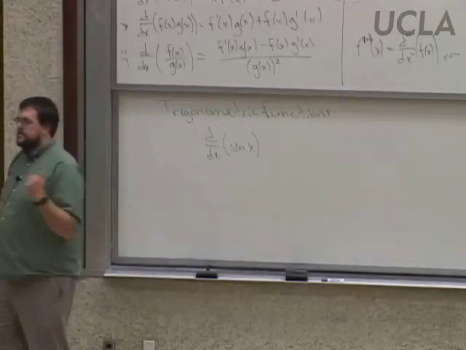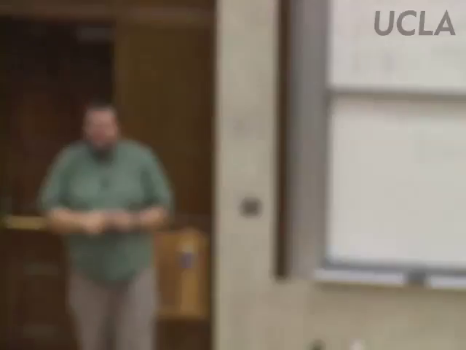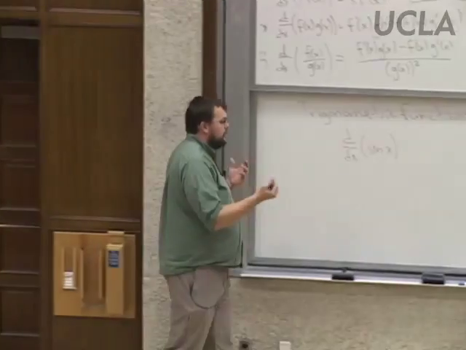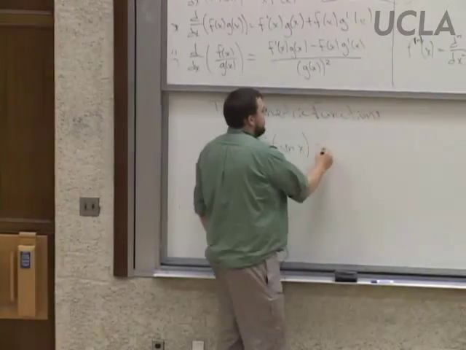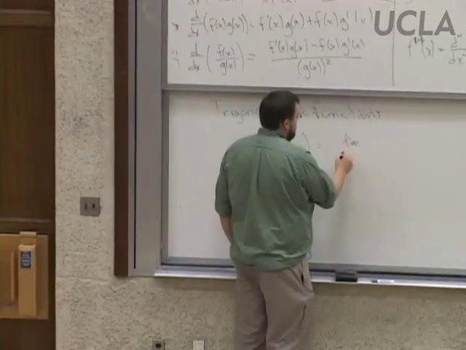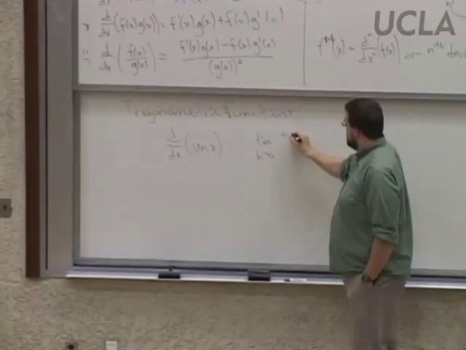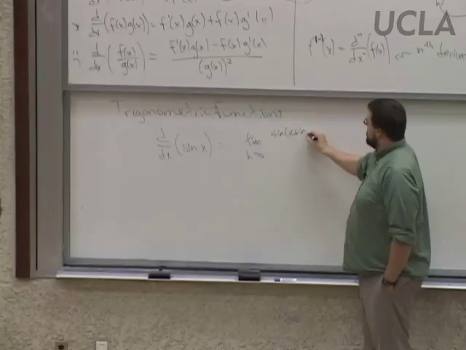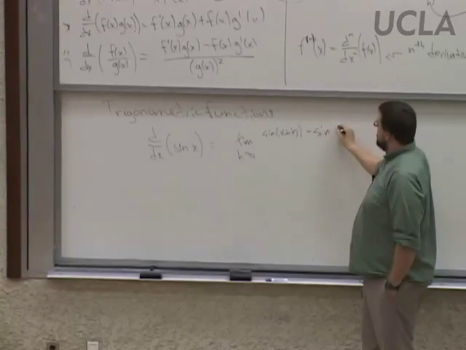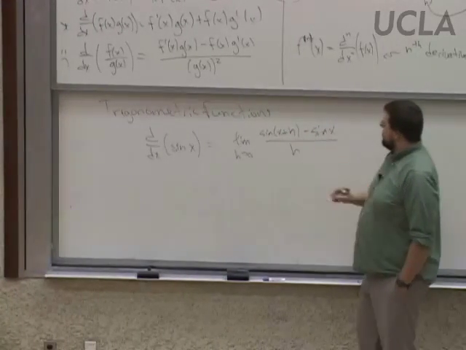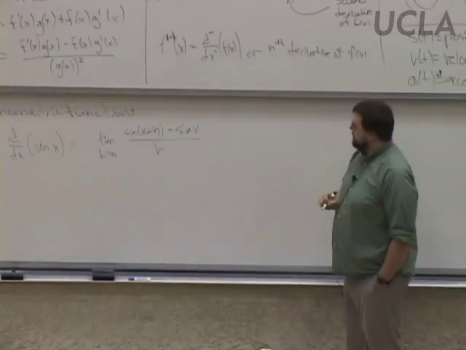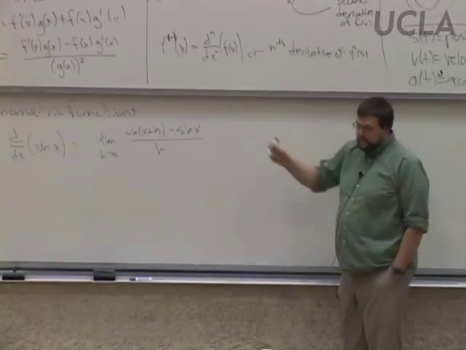So let's start with the derivative of sine x. So how would we take the derivative of sine x? Well, we use the definition. So according to the definition, this is the limit as h goes to 0 of sine of x plus h minus sine of x over h. I apologize for those in the back. My handwriting is getting kind of small here. Okay, so that's what we have to find.